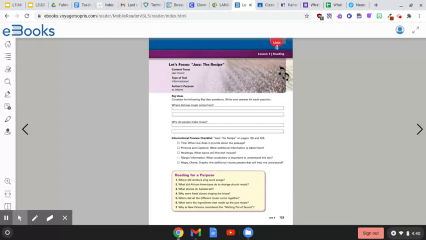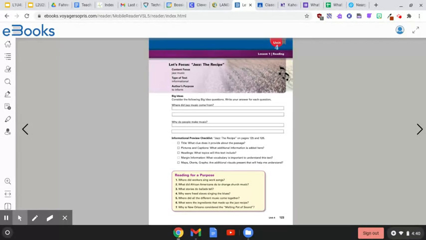Let's read the list of features together. You both should be looking at your book and following along. Let's review how each of these text features helps us to improve our reading comprehension. I will read each item in the checklist along with each question.